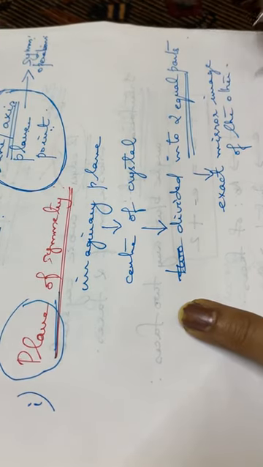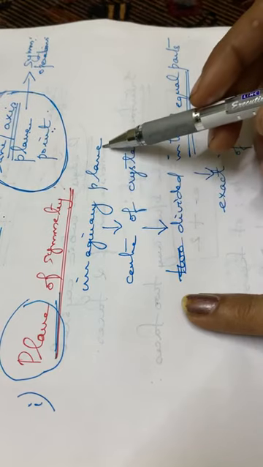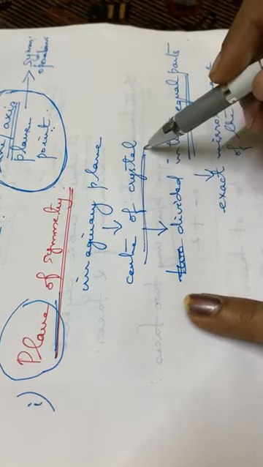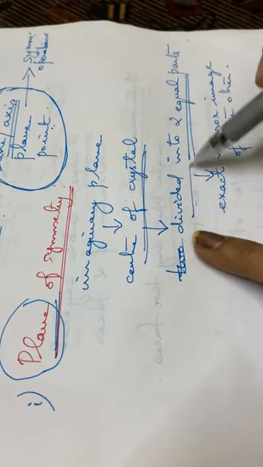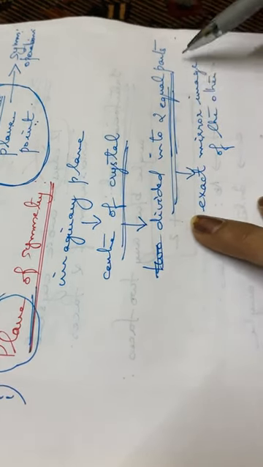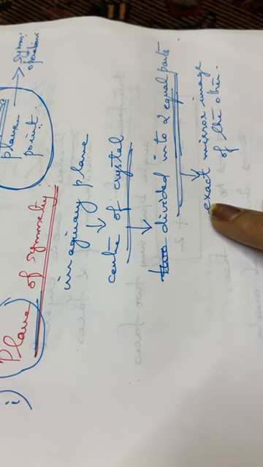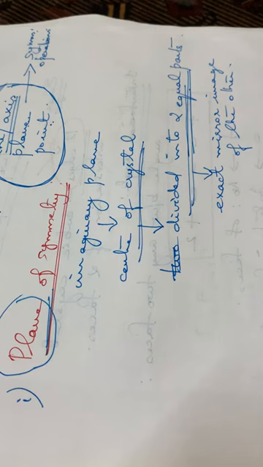So this is the definition for a plane of symmetry. What is a plane of symmetry? It is an imaginary plane passing through the center of the crystal, dividing the crystal into two equal parts, and these two equal parts will be the exact mirror image of each other. That is what is called the plane of symmetry.